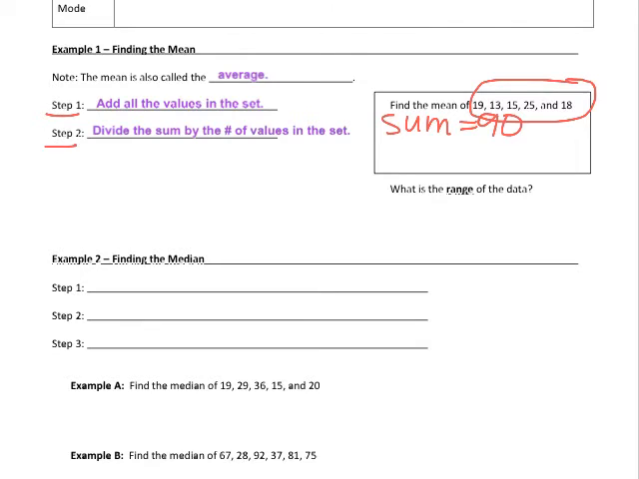Step 2 is to divide that number by the number of values in the set. Well, if I count these up, I have 1, 2, 3, 4, 5 values. So I'm going to divide by the number of values. And if I do this calculation, I'm going to get 18. So the mean, or the average, of this particular data set is 18.